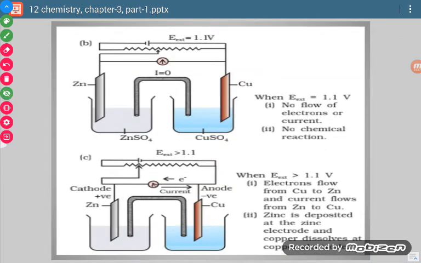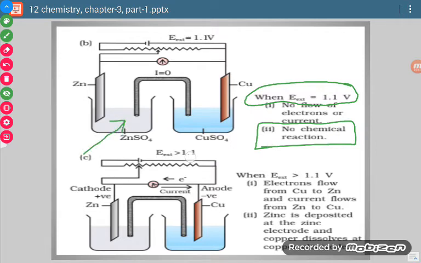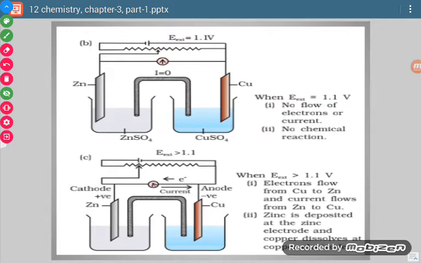Okay. Now if we do something else, what something else? If we have taken external potential as exactly 1.1 volt, then what will happen? Then no chemical reaction will occur. Okay, then there will be no chemical reaction, neither oxidation will occur here nor reduction will occur here, and no flow of electron from this side, no flow of current from this side. Okay. So this will be the situation when external voltage is equal to cell potential. Here cell potential value is 1.1.